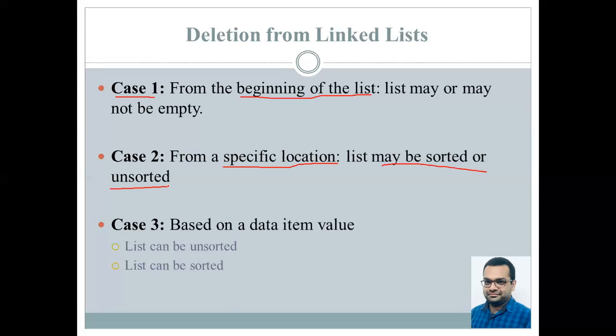And case number 3 arises when the deletion needs to be performed based on the data item value. Now, in this case, we are not given the position at which the data item occurs. We have to search through the linked list and find out the position of the data item. And again, over here, the list may be sorted or unsorted. We'll see all these cases.